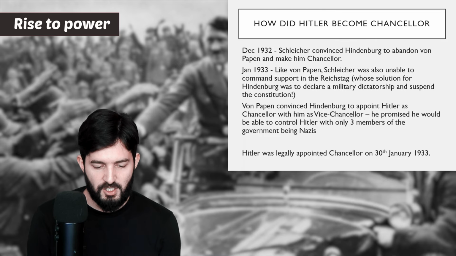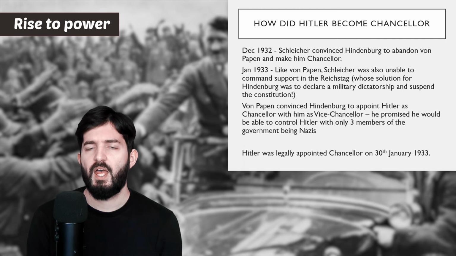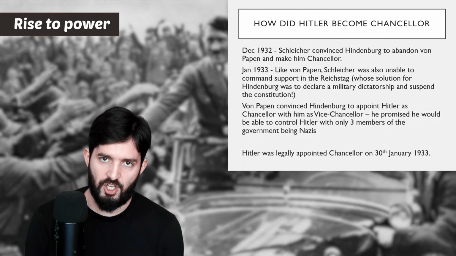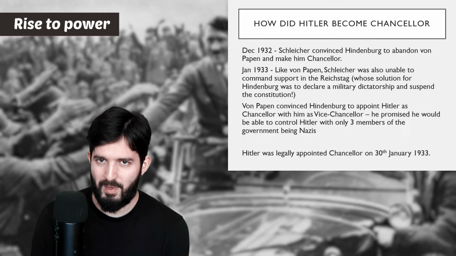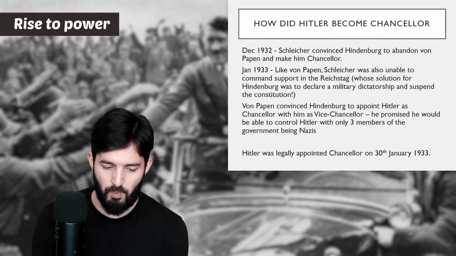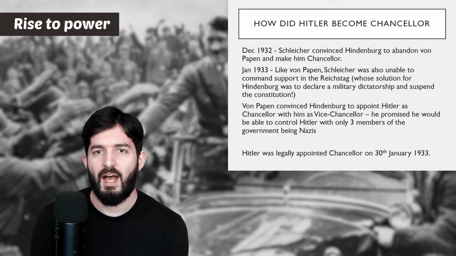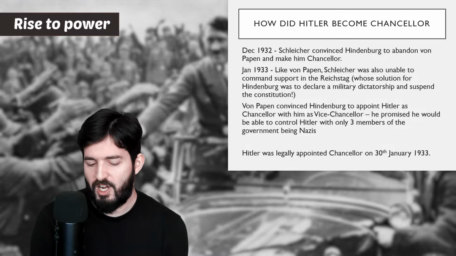So in December 1932, Schleicher convinces Hindenburg that von Papen has failed and he should instead make von Schleicher the Chancellor. Hindenburg is outraged and feels betrayed, because von Schleicher appears to have been scheming essentially against him to get what he wanted. And so von Papen is now out, and Hindenburg is really upset.